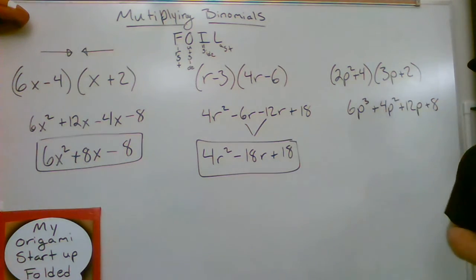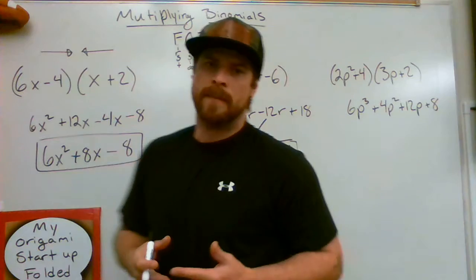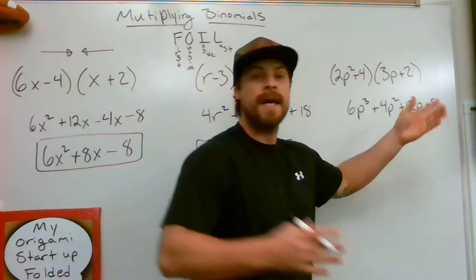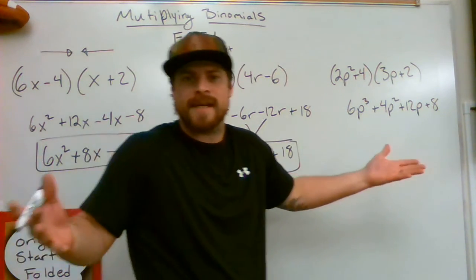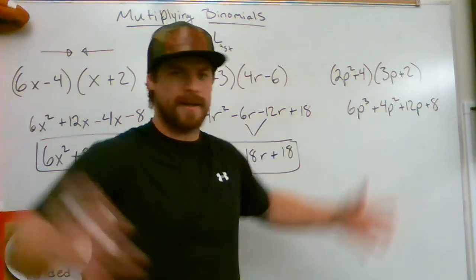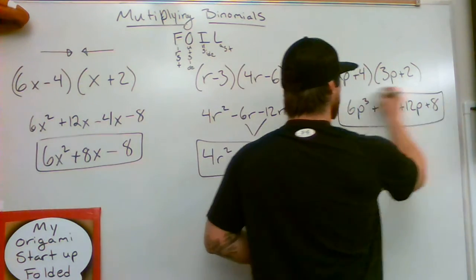Look it all over, and what is a like term between these four? I have p to the third, p squared, p, and 8. None of those are like terms. None of them have the same amount as an exponent. They're all different. We're great. We're done. How beautiful it is.